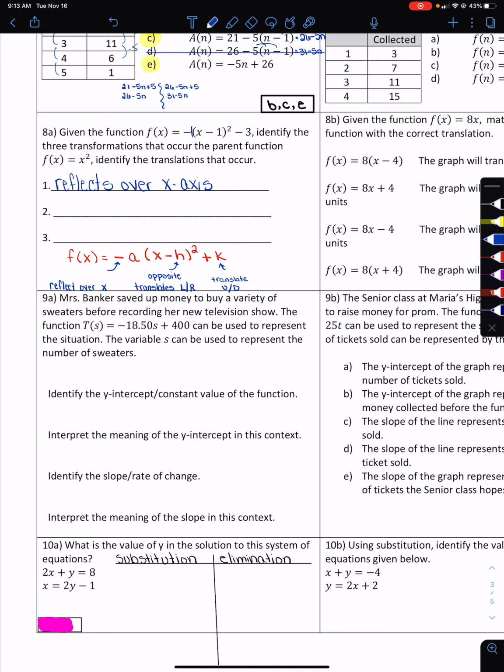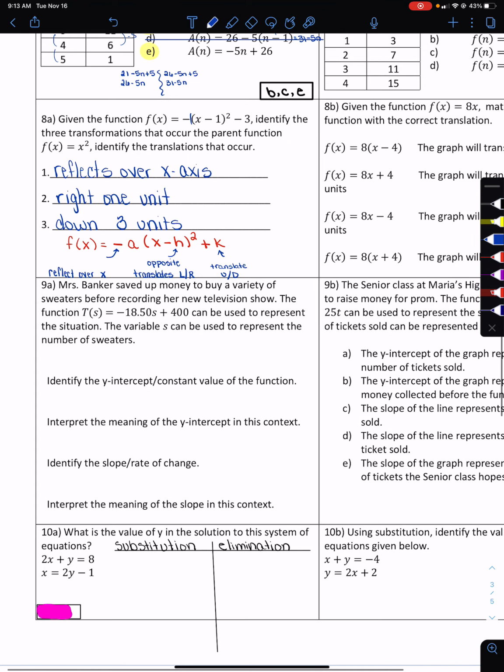Okay. And the negative 1 on the inside of the group, or inside that factor, is going to do the opposite. So instead of moving to the left, it's going to move to the right 1 unit. And the negative 3 on the outside is going to move down 3 units. Okay. Go ahead and try 8B, please.